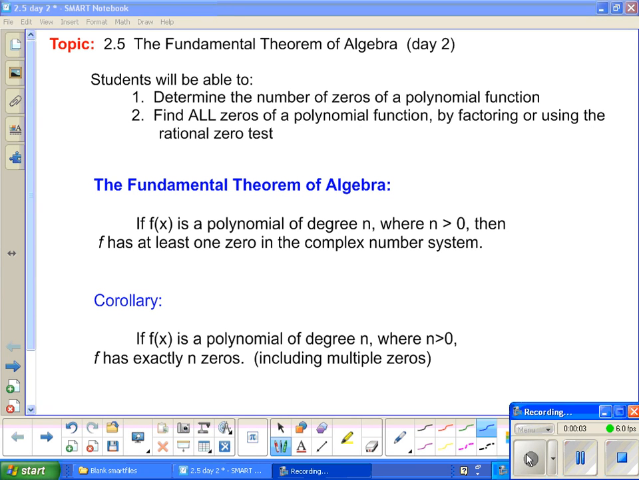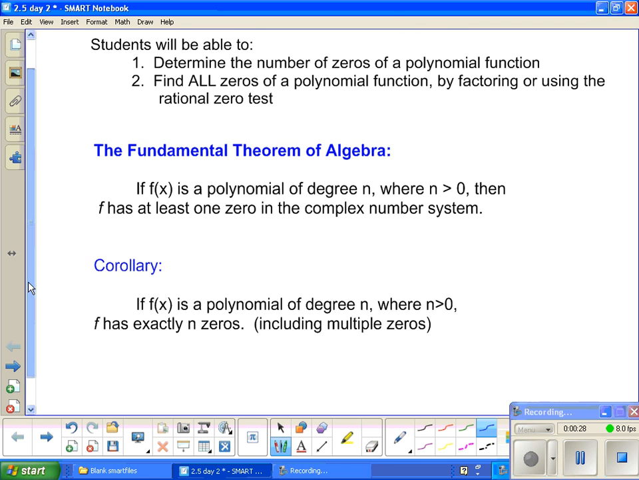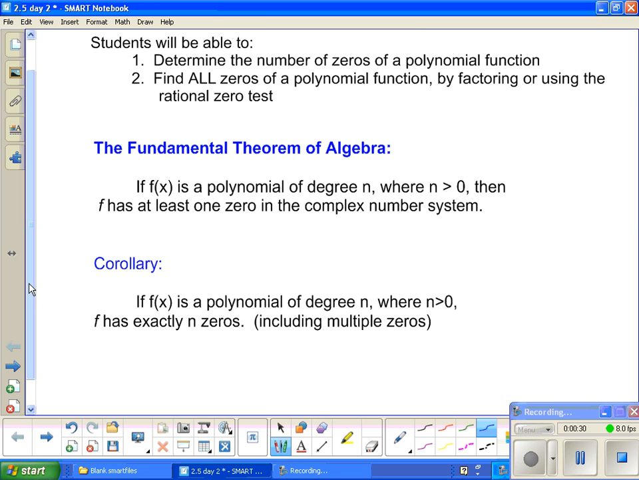Section 2.5, day 2. We'll be looking at the number of zeros of a polynomial function and then being able to find them by factoring or using the rational zero test. If a polynomial is of degree n, let's say third degree, where n is greater than 0, then f has at least one zero in the complex number system. Remember, a complex number is a combination of real numbers and imaginary numbers. This is the part that we really need to know.